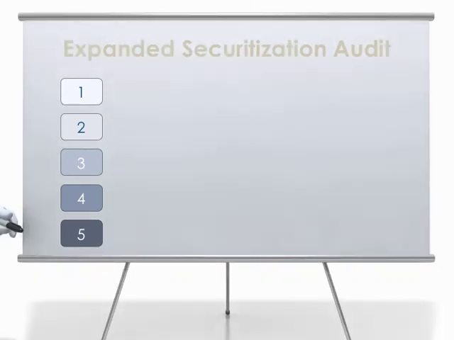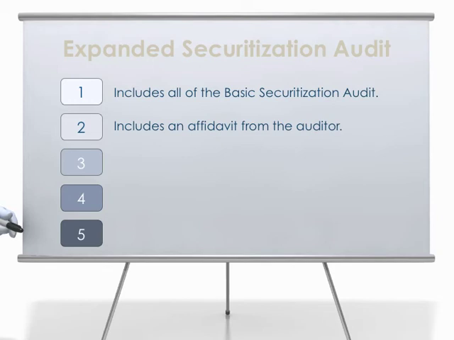Then we have the expanded securitization audit. This is our bestseller, and this will work with everybody. If there's any questions or doubts you may have, this is the audit. It covers you in every single area. Now, it includes everything in the basic audit, everything there. And in addition, it has more information like an affidavit from the auditor that's under oath, and it pretty much says he can be fined or imprisoned if it's not true and factual. That's a very strong statement, and that's at the bottom, or near the end rather, of the audit.